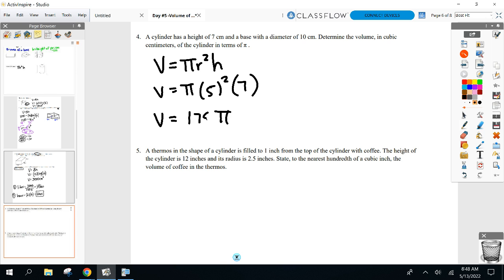$175. Pi, what's in my units here? Cubic centimeters. All good?